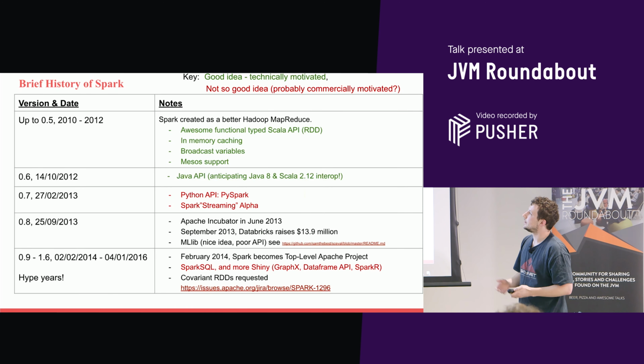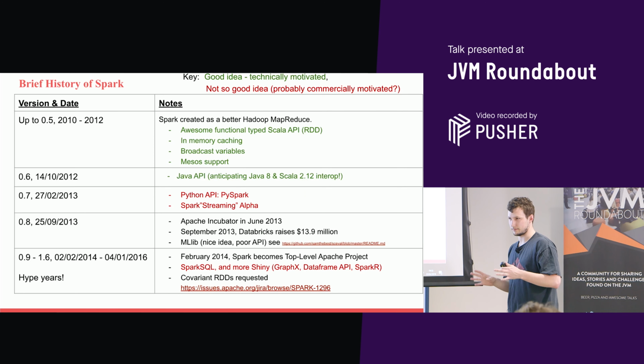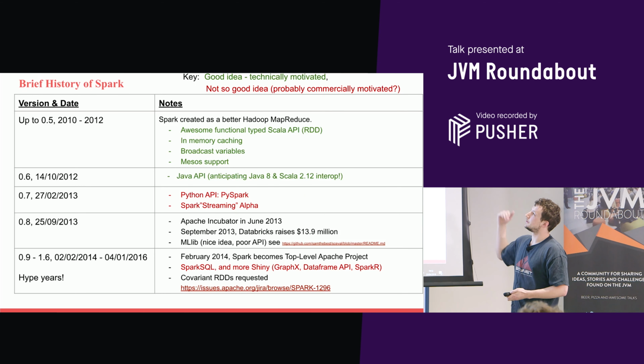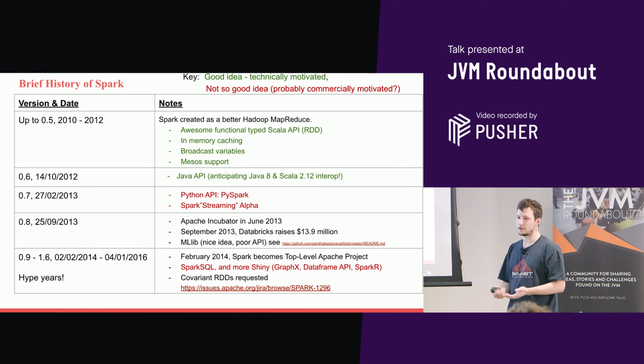Before Spark, we had Hadoop MapReduce. And this was problematic. The interface was very, what's the word? Simple. You just had bytes in, bytes out kind of thing. It was map and reduce. Spark gave us a functional typed Scala API in the form of RDDs. In-memory caching, we didn't have that with Hadoop. There wasn't an easy way to do that out of the box.